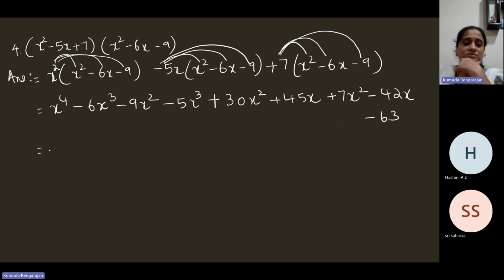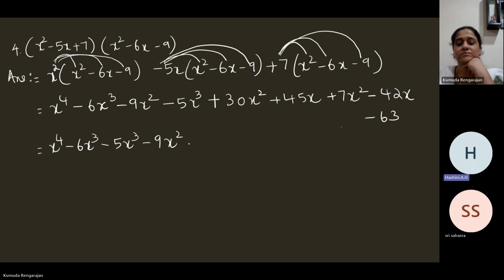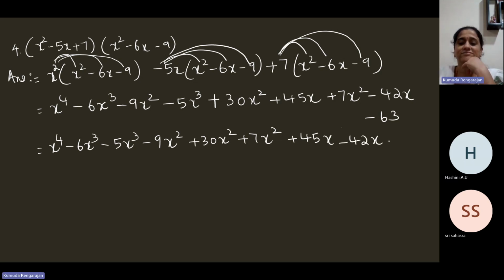Hasini, gather the like terms. Minus 6x cubed, minus 5x cube, minus 9x square, plus 30x square, plus 7x square, plus 45x, minus 42x, minus 63. Very good. Srijit, simplify.